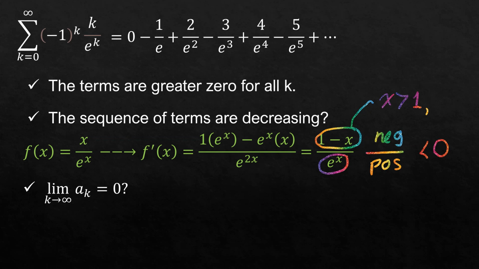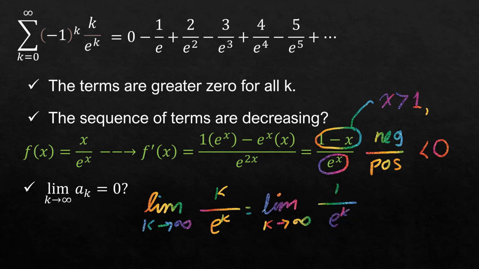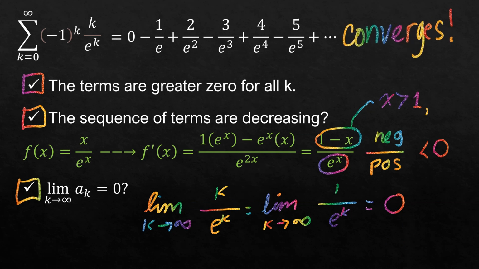The limit as k goes to infinity of k over e to the k power is the infinity over infinity form, so we can apply L'Hopital's rule. So we will have the limit of 1 over e to the k power as k goes to infinity, which is 0. So the first condition is met, the second condition is met, and the third condition is met. So the alternating series test suggests that this series actually converges.